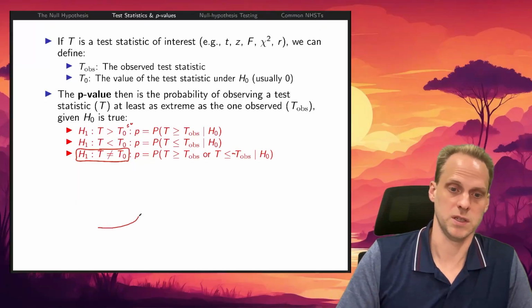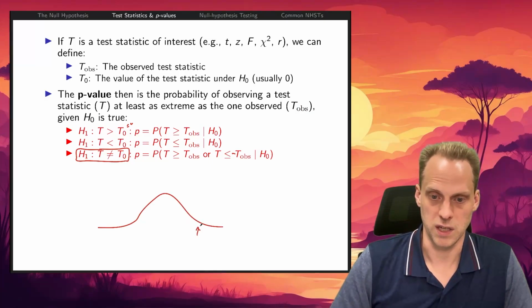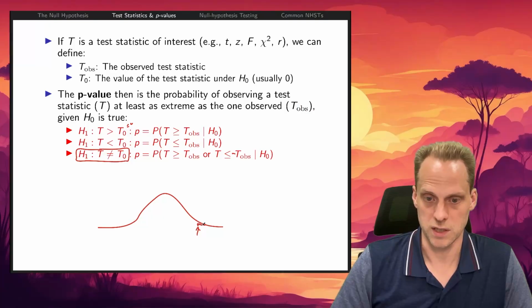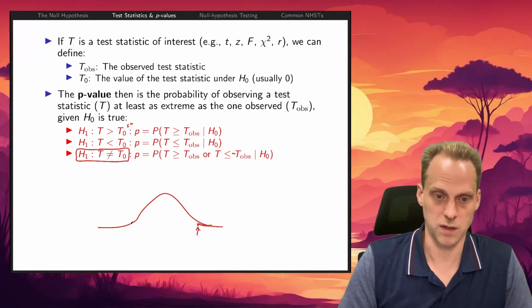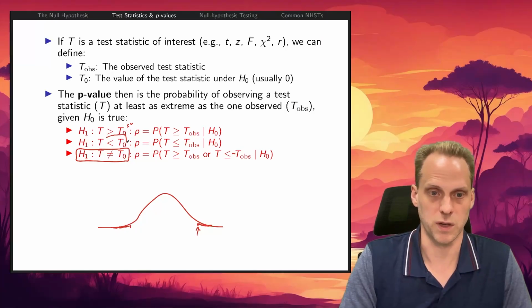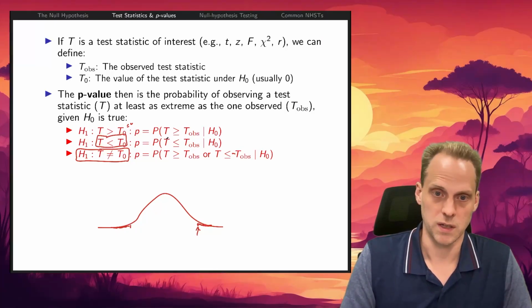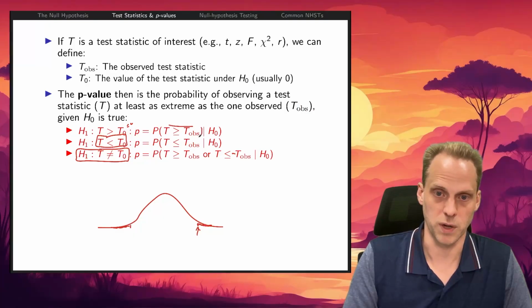So basically what it means is we have a distribution. Maybe we find the test statistic here. We're interested in this area here, the probability, and a corresponding area on the left side. If you have only a directional hypothesis, like you expect the effect to be in a certain direction, higher or lower, then you just look at the probability above or below your observed value.